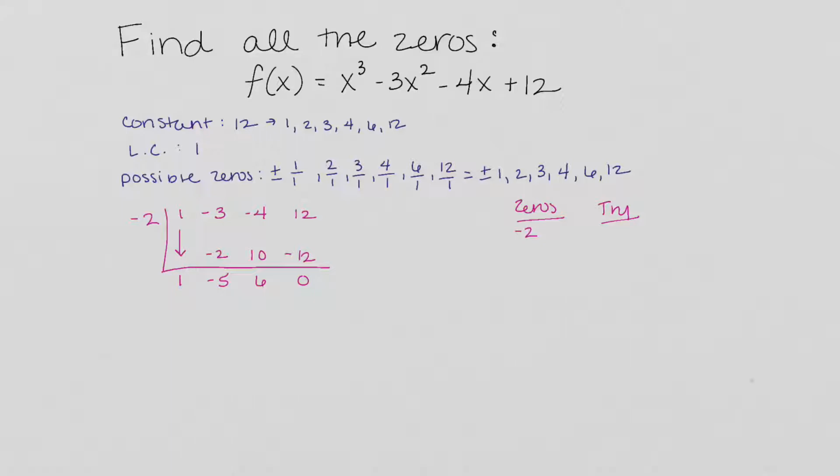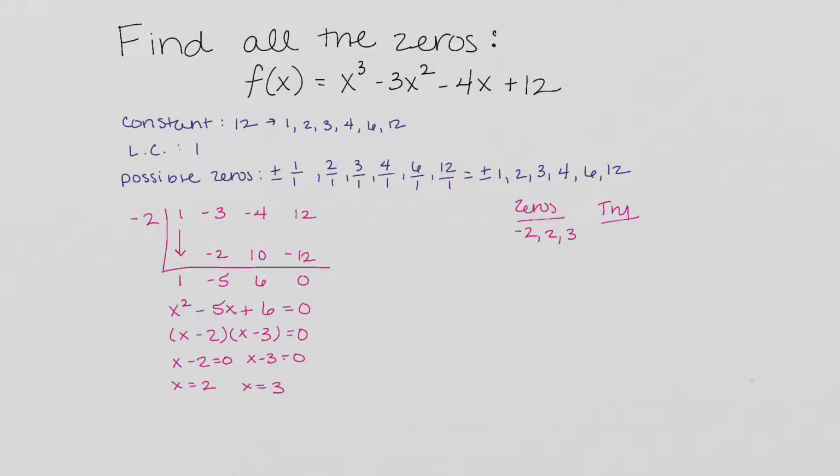Now, we could keep going with synthetic division, which is fun, I know, but you can also write your quotient here as a polynomial. So this is x squared minus 5x plus 6, and we can find the remaining zeros by setting this equal to 0 and solving. So I can factor this. It is factorable. It's x minus 2 and x minus 3. And so I get x equals 2 and x equals 3. And so we found all of our zeros, and wasn't that fun?